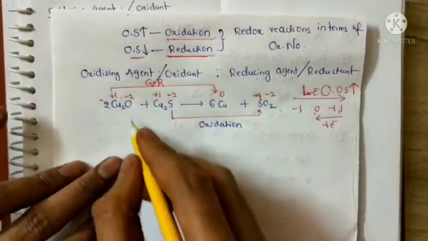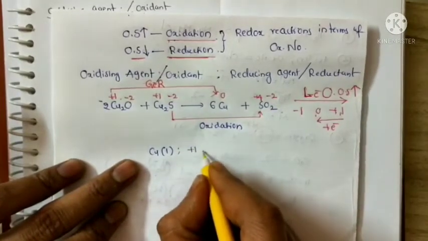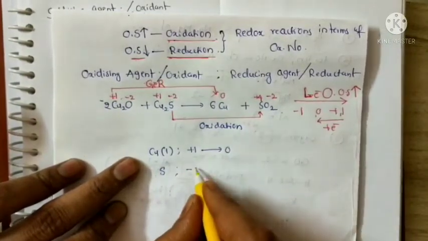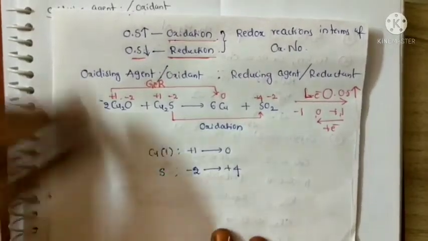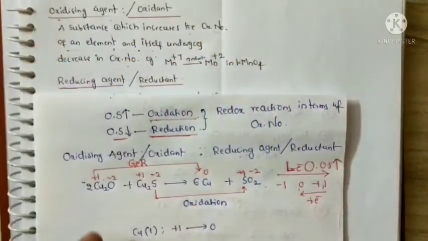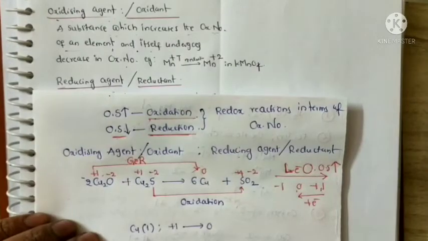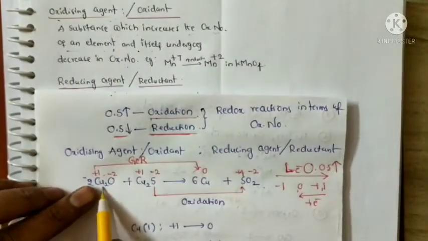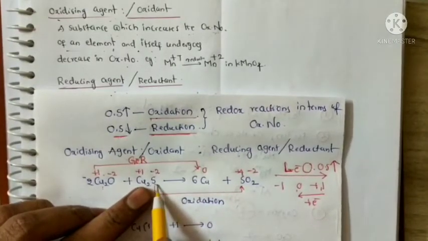Okay. So here copper is in the +1 oxidation state, and it goes to 0. Next, the sulfur element's oxidation state goes from -2 to +4. So you will see the oxidizing agent is a substance which increases the oxidation number of another element. For example, here copper helps increase the oxidation number of sulfur. Sulfur is -2 to +4.